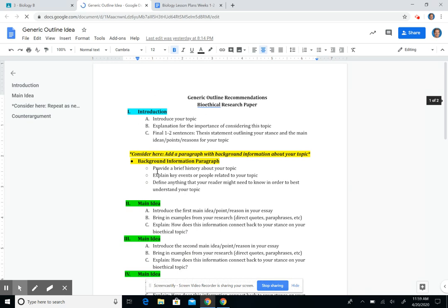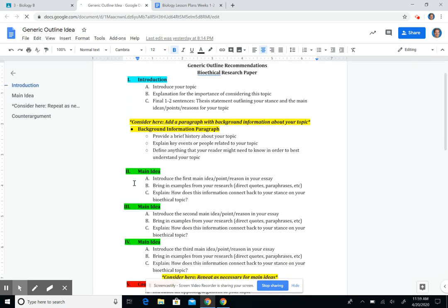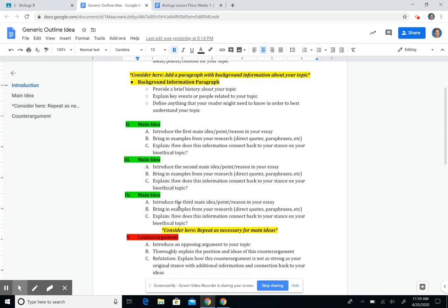Okay, starting off with your introduction, listing off your main ideas. Remember, each main idea should introduce the main idea, the point, the reason for your essay, bringing in examples of how your research supports those main ideas, along with some explanation, right? So how does the information connect back to your stance in your bioethical topic? So we need each paper to consist of 3 supportive main ideas, okay?